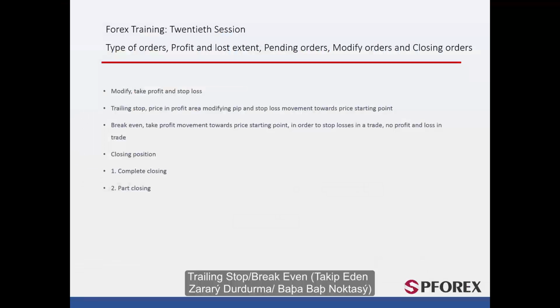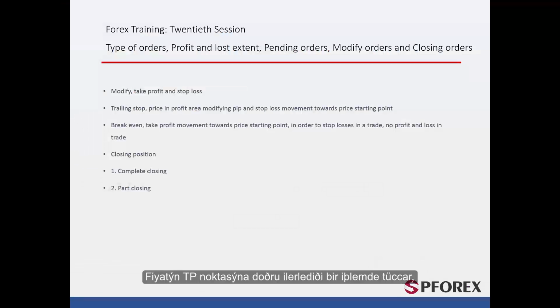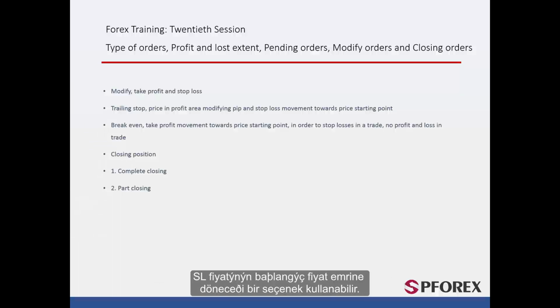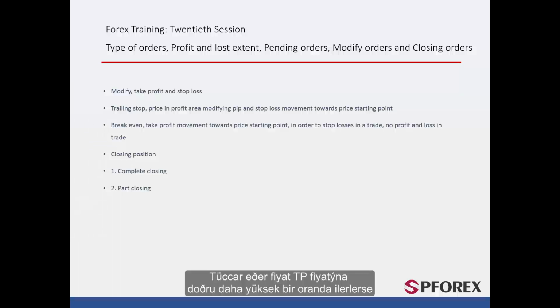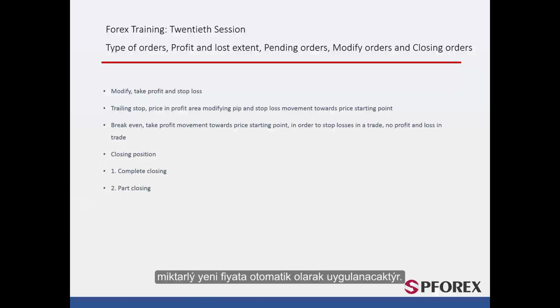Trailing stop, break even. In a trade in which price moves towards the TP point, a trader can place an option so that the SL price would become the starting price of the order. This option is called trailing stop. A trader should select a trailing stop amount so that if the price moves towards the TP price at a higher rate, SL will be placed automatically at a new price with the trailing stop amount from the current price. Break even is another option in which the SL price can be relocated to the order price by the trader manually.